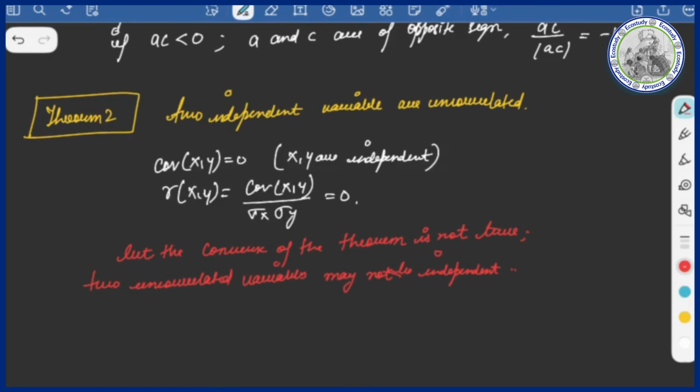Okay, a question like this is often asked in examinations: which of the statements are true? Two independent variables are correlated, and two uncorrelated variables are not independent. Then you should know what both lines mean. Two uncorrelated variables may not be independent. They may be independent, or they may not be independent.